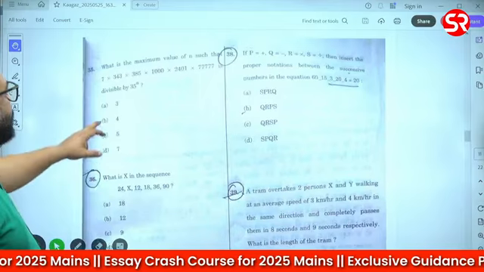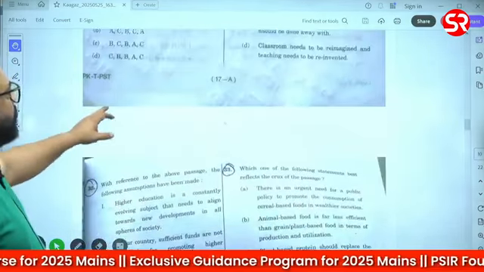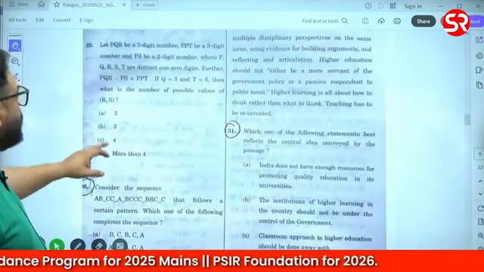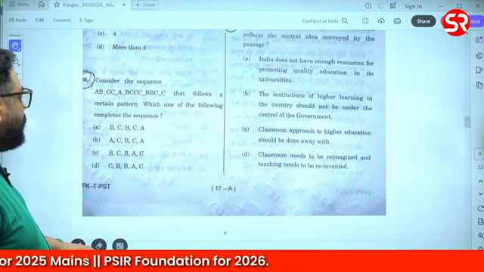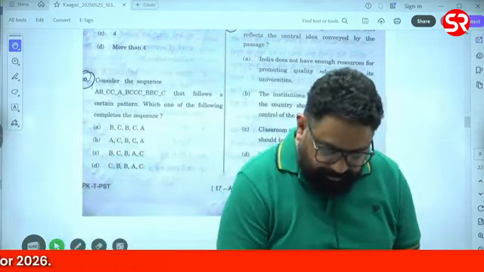ये भी हो गया है. We have done 35 also. This sequence, guys, I think for 30th, none of you should have left it. Question number 30, none of you should have left it.